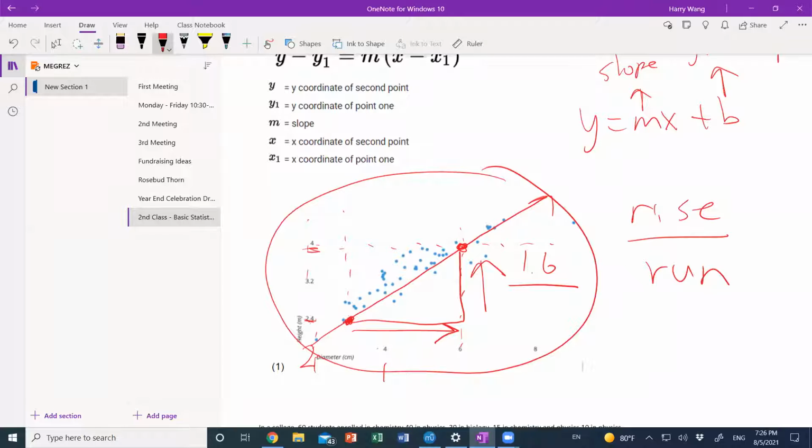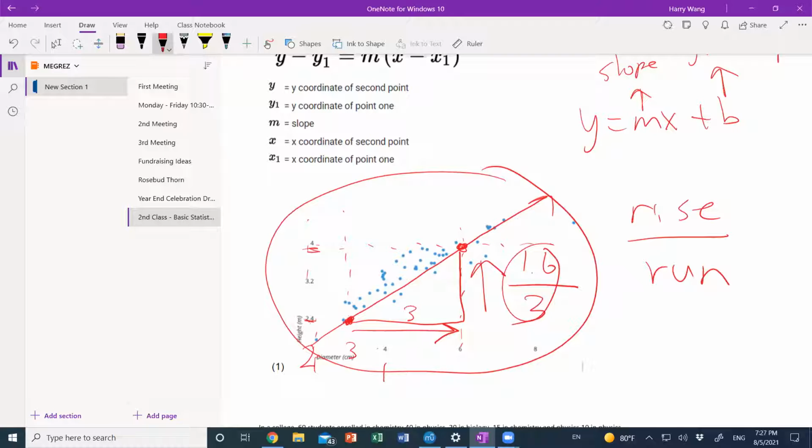And now, assuming that this midpoint here is between 2 and 4, we're just going to assume that this is 3, and we went from 3 to 6 for our base value of the triangle. So 3 to 6, our run would be 3. So this is our slope for this line.